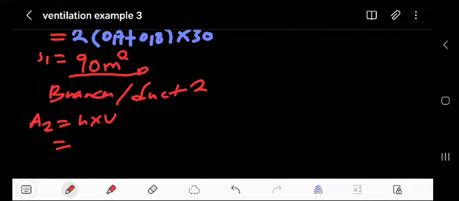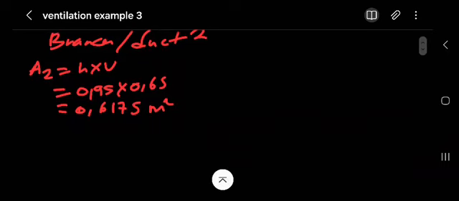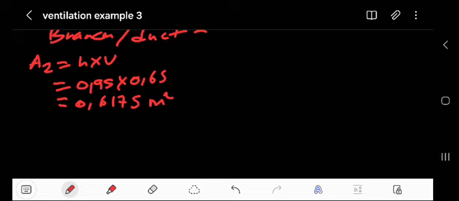So there we have 0,95 multiplied by 0,65. This will be 0,617. It's fine, multiply by 5. Since it's not the final answer, let me just leave it at this decimal place. So then again, we come to the surface rubbing for duct 2.